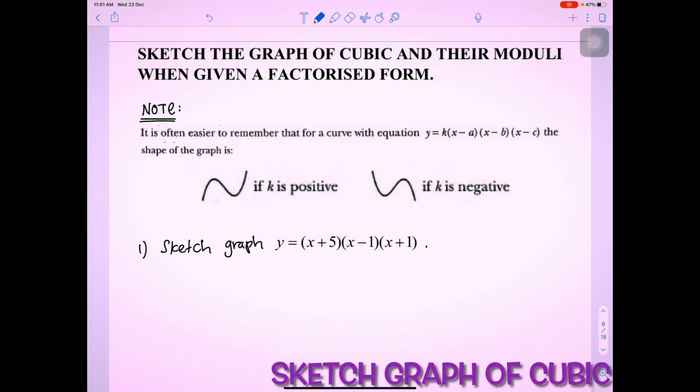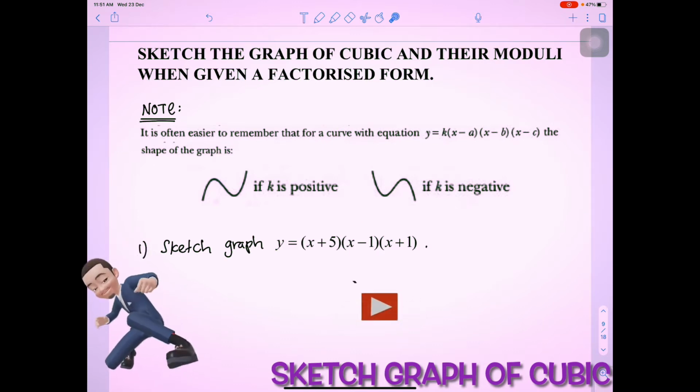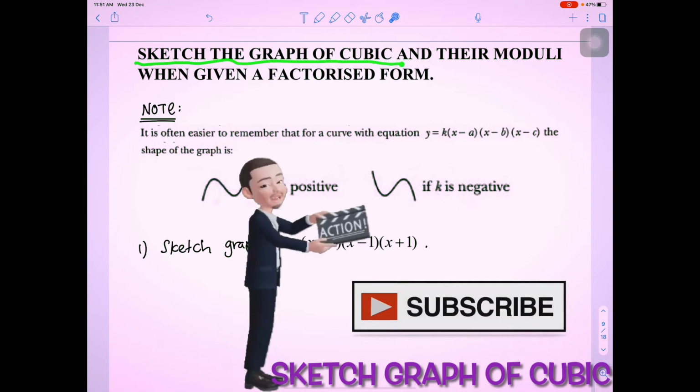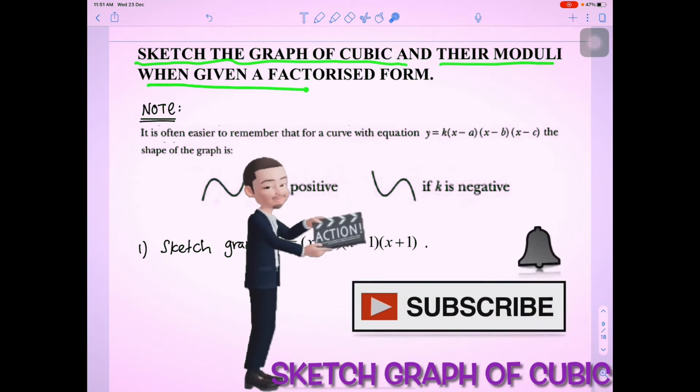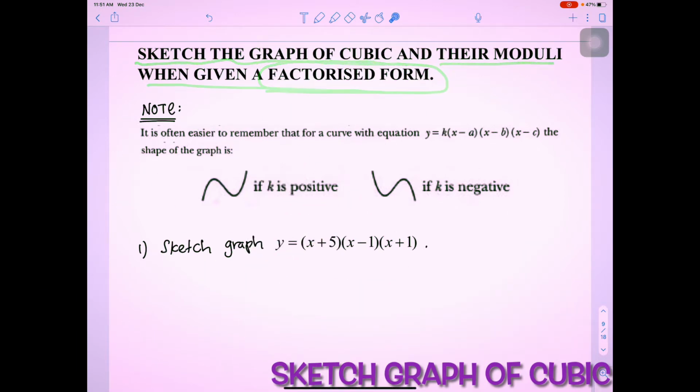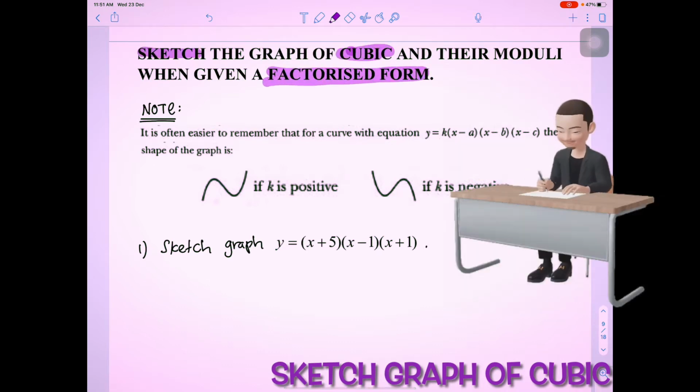Okay, now we are going to discuss the basic skill and knowledge, and also an example question of sketching the graph of cubic and their moduli when given a factorized form. Okay, this is important. We are going to sketch the cubic equation given in factorized form.